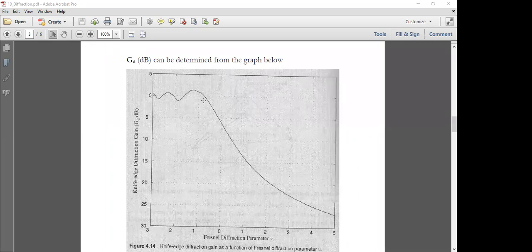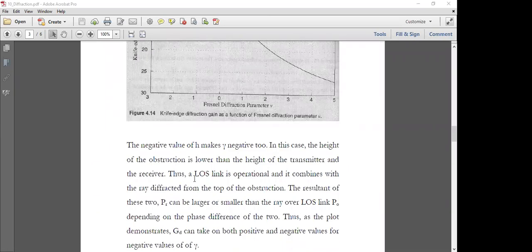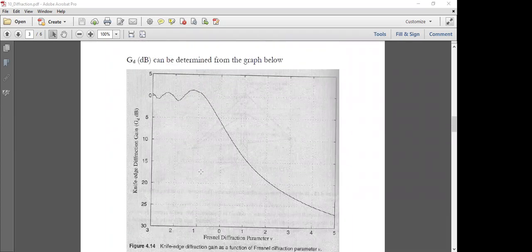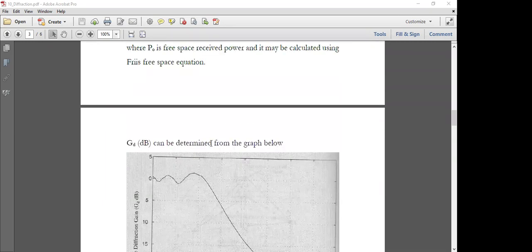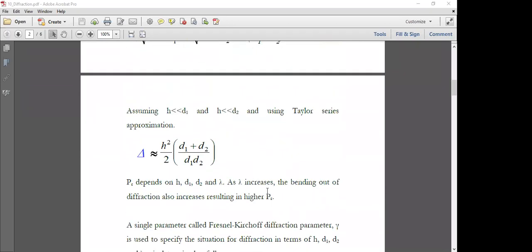There are ripples. So you should now understand why positive values are also possible, and why we have some ups and downs there. It's an oscillation around zero, sometimes higher than P naught, sometimes lower than P naught. But all these cases have the obstruction height lower than the line connecting the transmitter and the receiver.